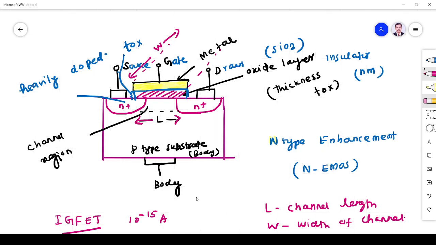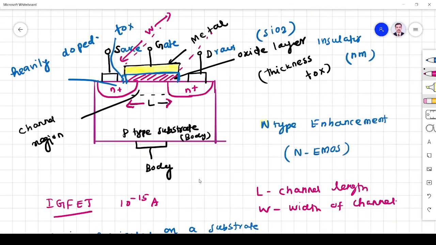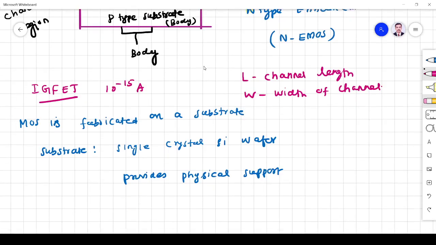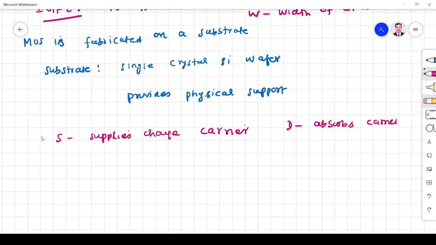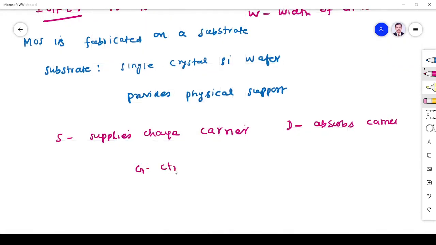So we also know that source is a terminal which supplies charge carriers, right? So source supplies charge carriers. Drain absorbs carriers, right? So gate controls the flow of carriers. These are all the things we must know whenever we are working with the MOSFET.